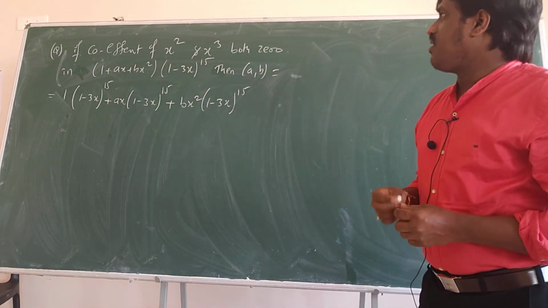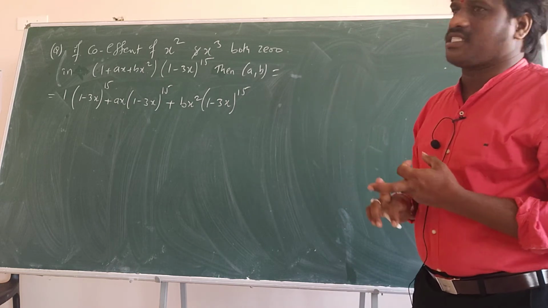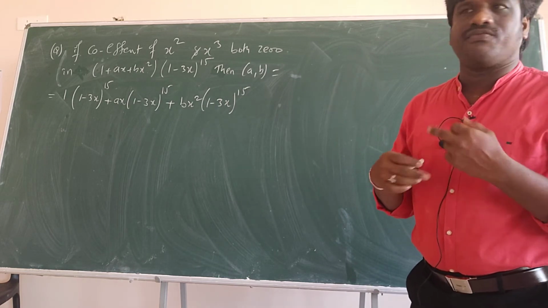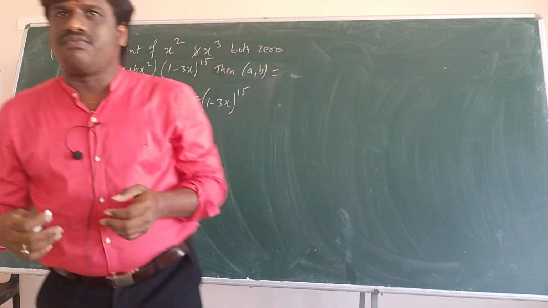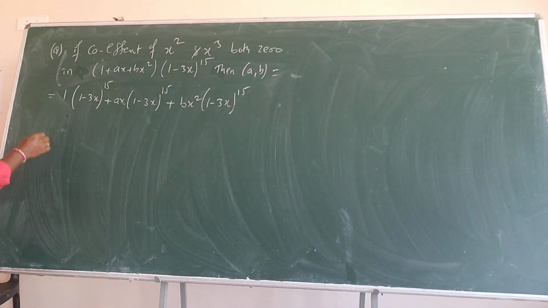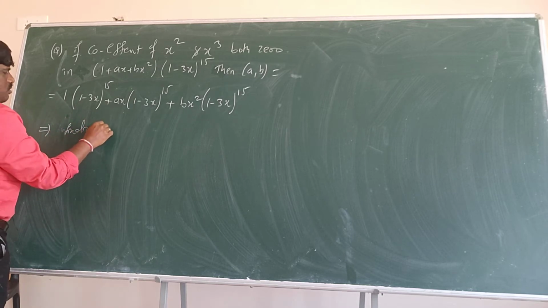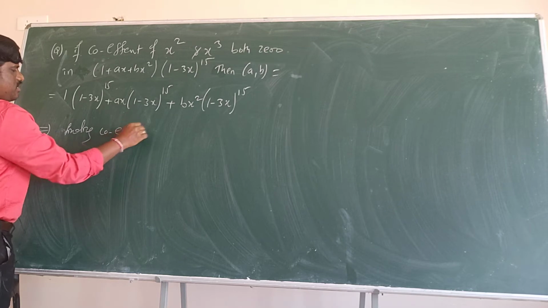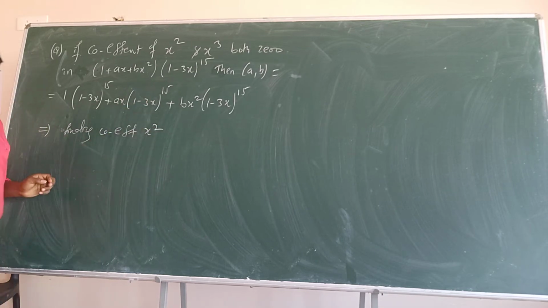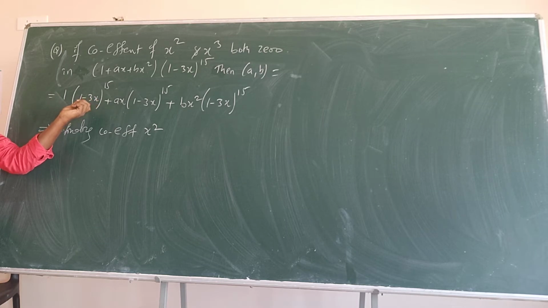Now you have to find the coefficient of x square and x cube. First I will go for the coefficient of x square, then I will go for the coefficient of x cube. So first my target is finding the coefficient of x square in the above expression. In this, the coefficient of x square means which term will it be?